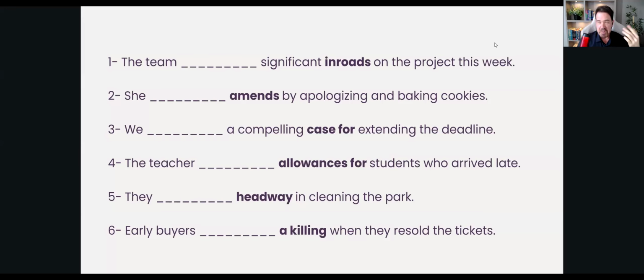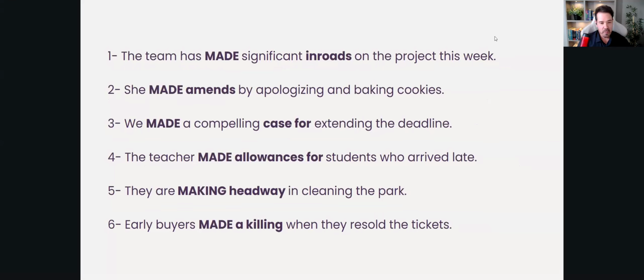If you ask an intermediate level student, do you know the verb make? Of course, I know the verb make. I mean, obviously, I make my bed every day. And they do. They are familiar with make in some context. But if you think about your intermediate or pre-intermediate students, how many of them would you say are familiar with make allowances for, or make a killing, or make headway? Yeah, exactly. So that's my point.